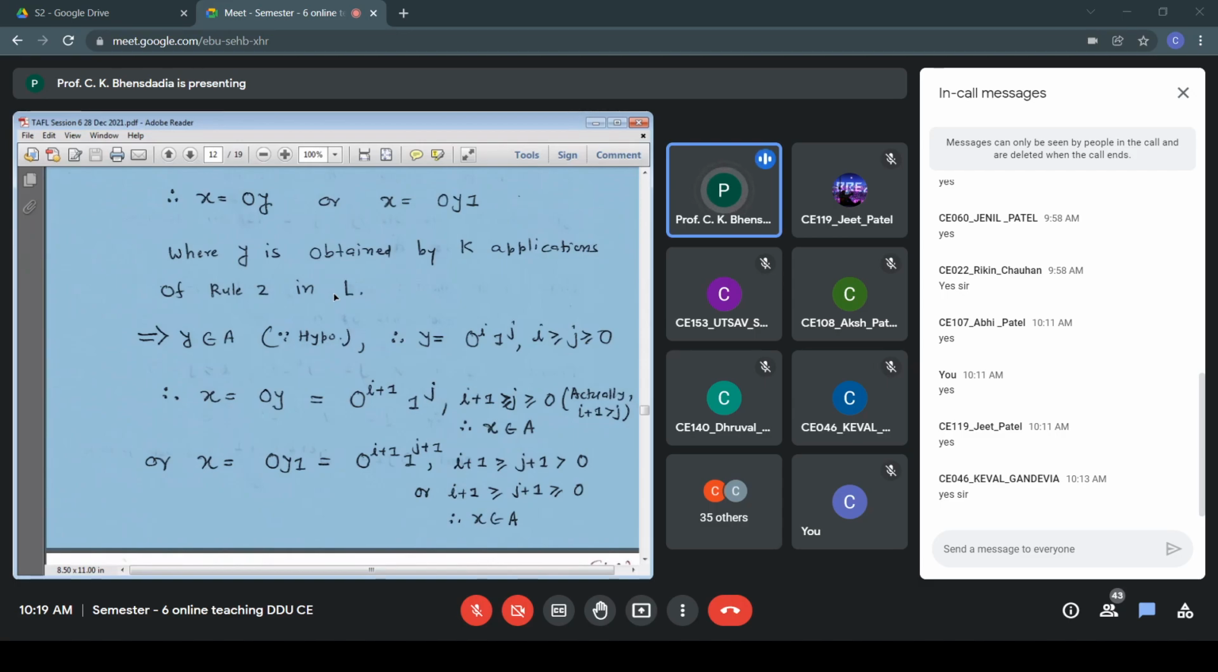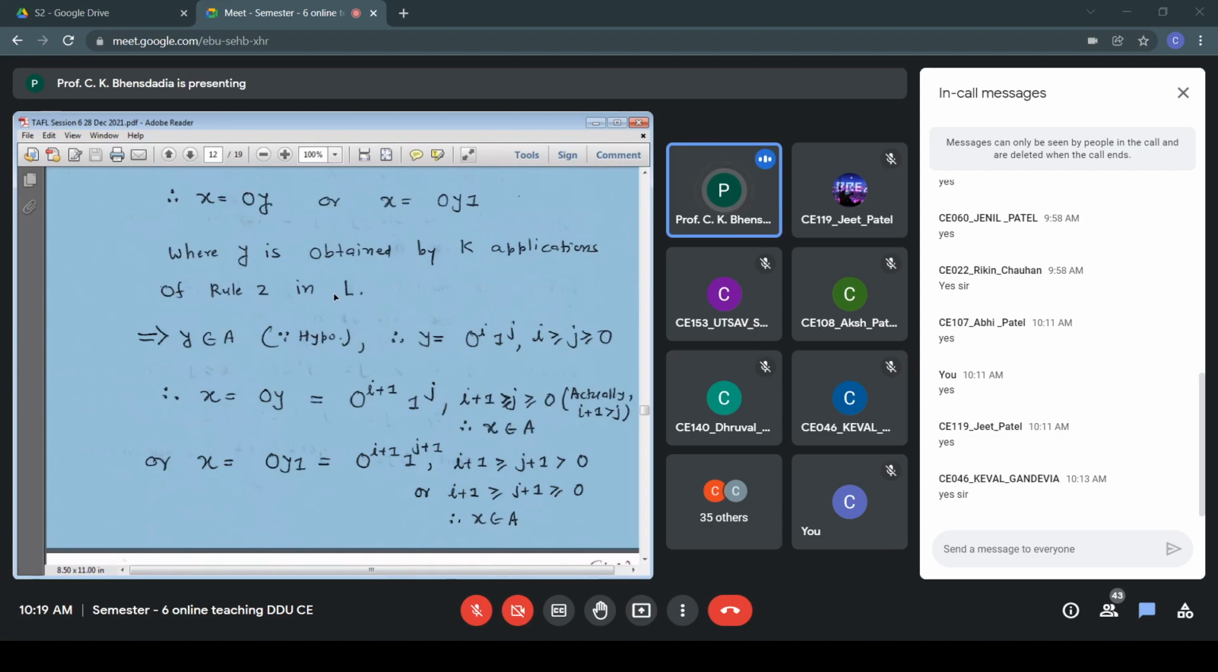Once these things are established, the structure of X is 0 raised to i plus 1, 1 raised to j, where i plus 1 is greater than or equal to j, which is greater than or equal to 0. I can safely state that X belongs to A. My A is 0 raised to i, 1 raised to j, i greater than or equal to j, greater than or equal to 0. I have shown that X equals 0 raised to i plus 1, 1 raised to j, where i plus 1 is greater than or equal to j, which is greater than or equal to 0.